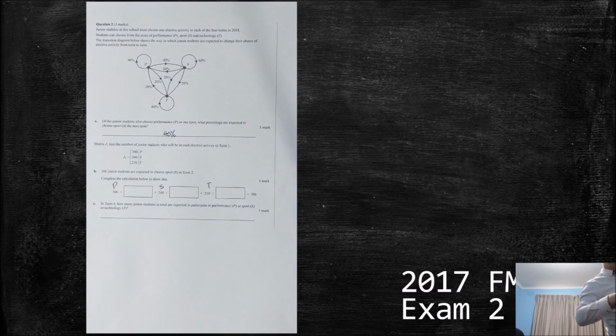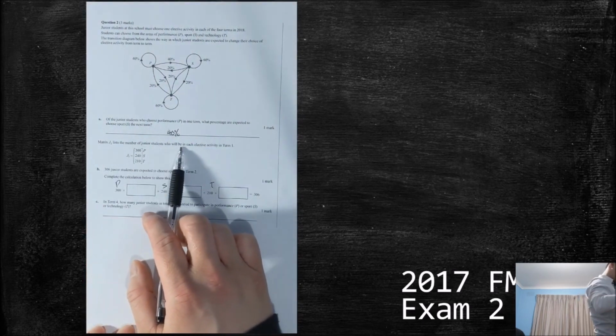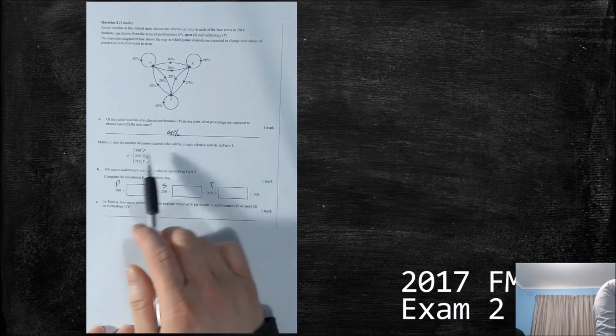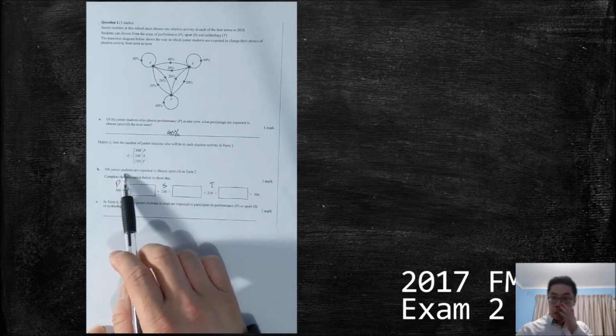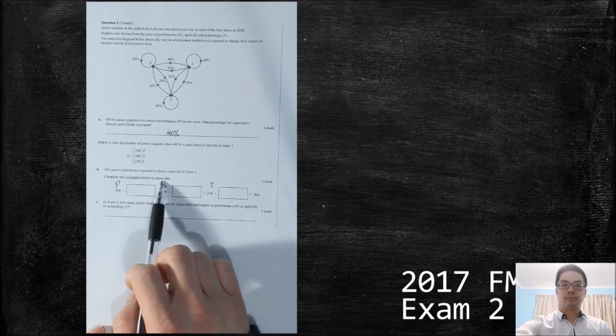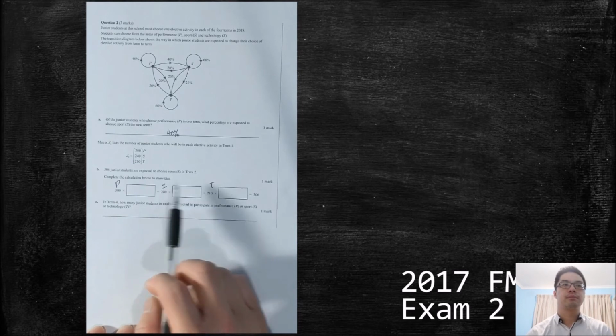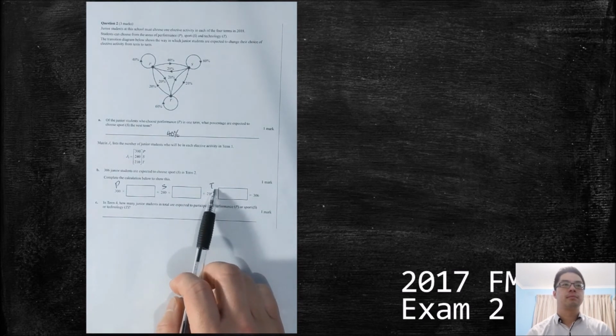Alright, moving on to part B. Matrix J1 lists the number of junior students who will be in each elective activity in term 1. 306 junior students are expected to choose sport in term 2. Complete the calculation below to show this. So the 300 represents P, the 240 is S, and the 210 is T, as you can see.